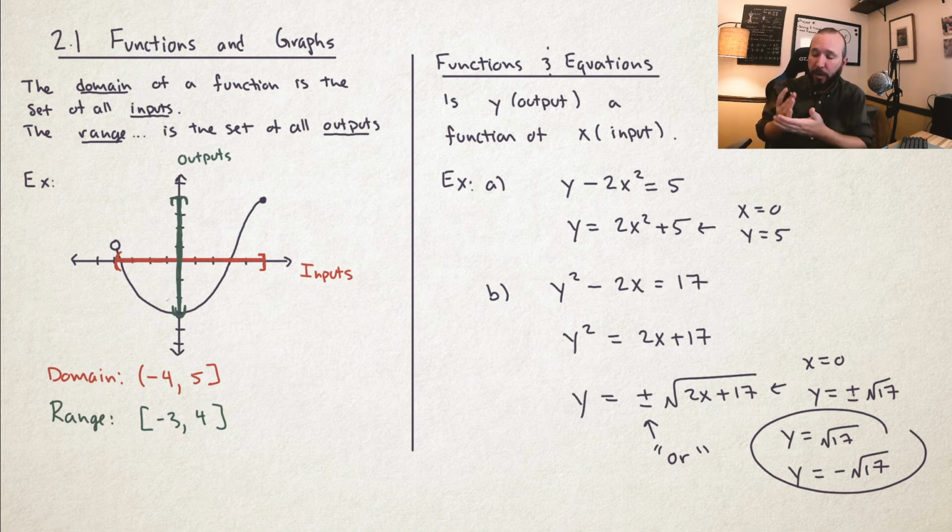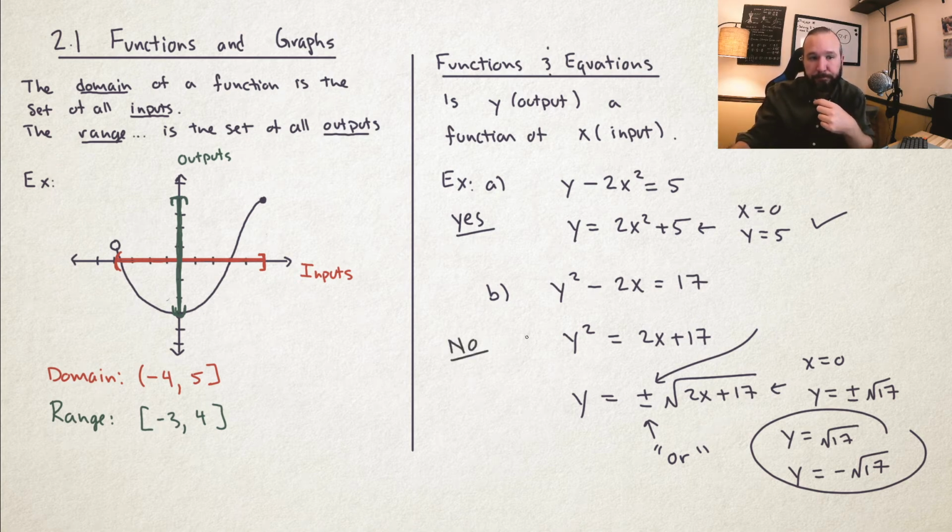Remember, a function can't change its mind. Every time you pick an x, you need to get the same y out. So that happened in this example because when I pick an x, I'm always just going to get one y, but you can see this plus or minus right there means when I pick an x, I get two y's out. So this first example is a function, and this second example here, b, is not a function. How can you tell?